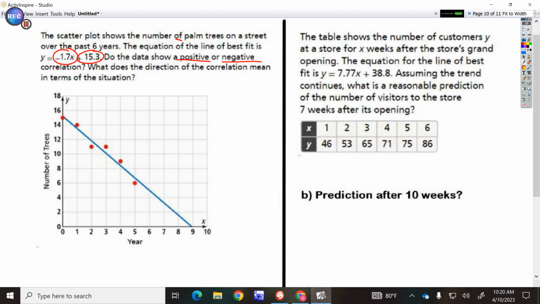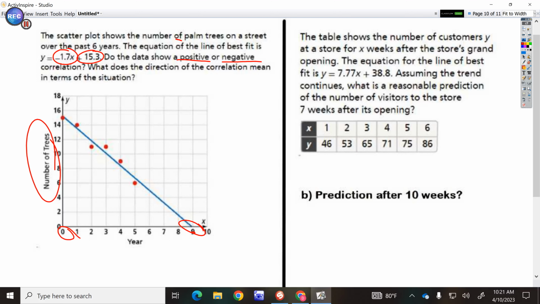So let's get to the important part here. What does the direction of the correlation mean in this situation? That means that the number of trees is going to what? It's going to lower for sure, but what is the final conclusion you can come up with from this? Trees are going to what? Die, disappear. How do you know? Because it eventually gets to how many trees? 0. You with me? So those are the type of questions you're going to get. Common sense questions, right? What does this tell me?